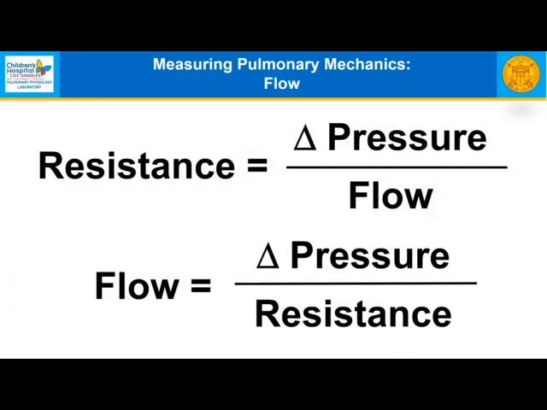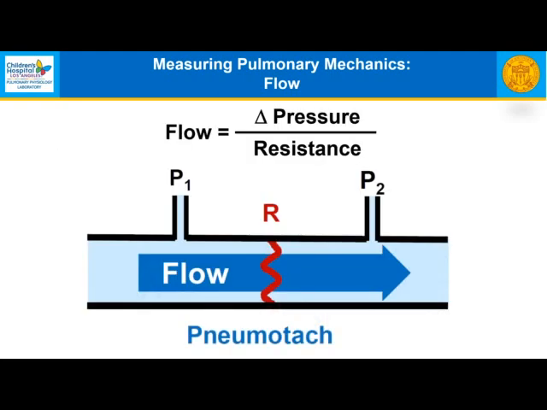Flow. Resistance, recall, equals change in pressure over flow, change in pressure across a tube, for example. We can reconfigure this equation so that flow equals change in pressure over resistance. So if we have a constant resistance, we can measure the pressure difference across it, and that is flow. In fact, we have a device that does that called a pneumotach. Here we have flow going in this direction. We measure pressure 1, pressure 2, and we have a fixed resistance in here. So the flow is going to be this difference in pressure divided by the resistance, which we know because it's a constant.